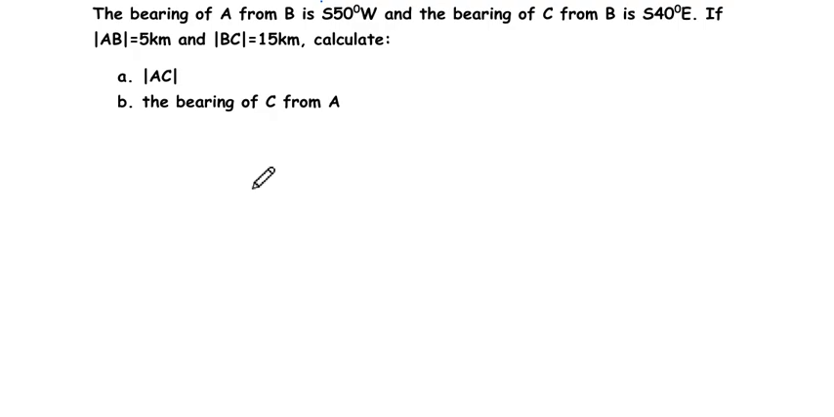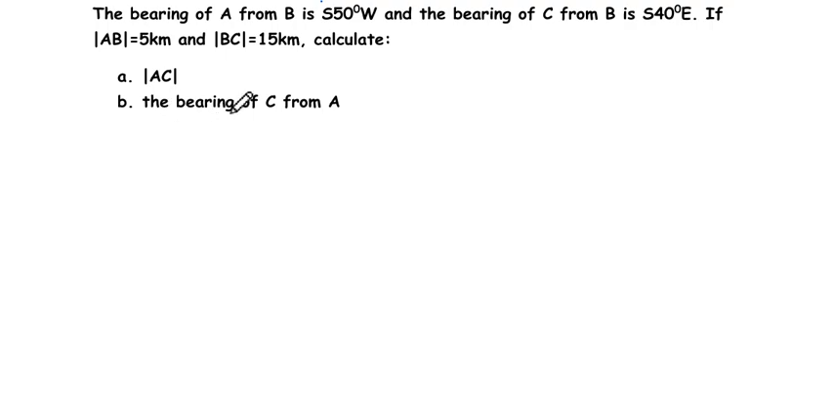Today I'll be solving a problem on bearing, and the question says the bearing of A from B is south 50 degrees west. This is a compass bearing question. Anytime you see a bearing that is in this form, you just know it's a compass bearing. And the bearing of A from B is south 50 degrees west, and the bearing of C from B is south 40 degrees east. If AB is 5 kilometers and BC is 15 kilometers, calculate AC and the bearing of C from A.